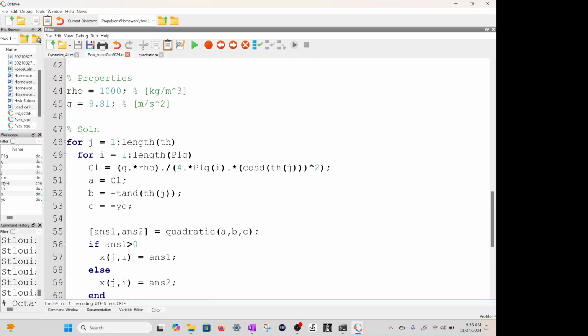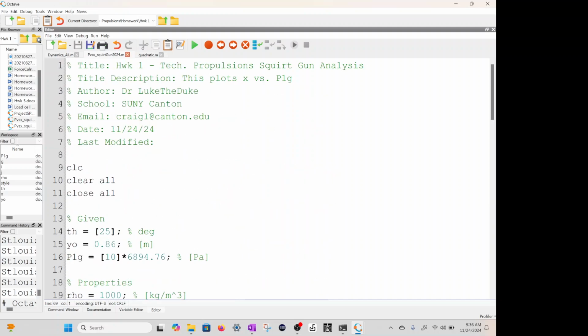So, I would take a look at the derivation, take a look at this code, create your own, and if you have questions, let me know. Good luck, and you should try this at home with a squirt gun and see if you can match the experimental data with theory.